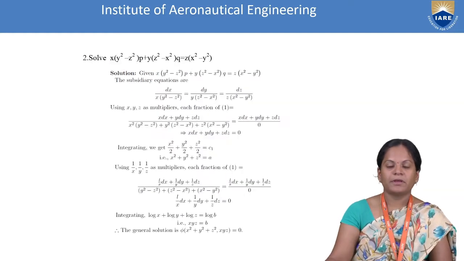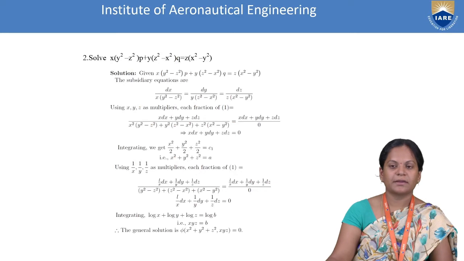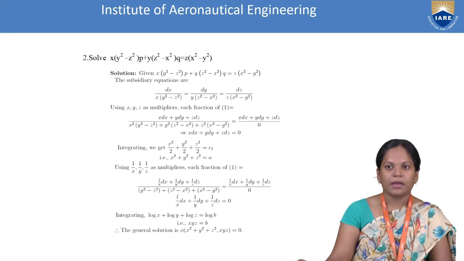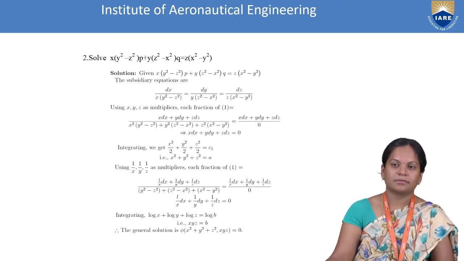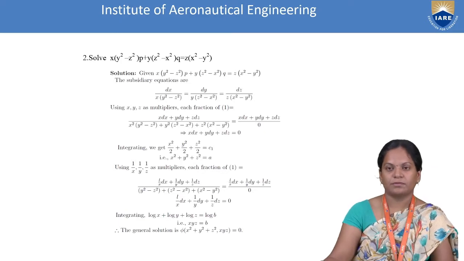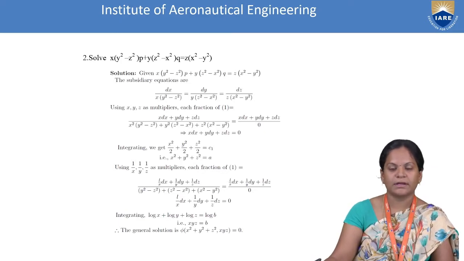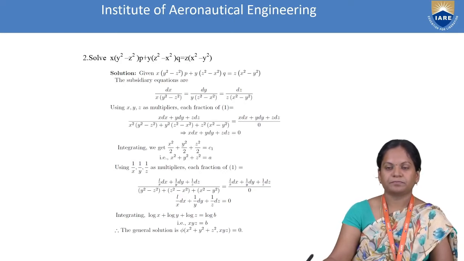Now one more problem here: x into y square minus z square into p plus y into z square minus x square q equal to z into x square minus y square. Now, how can we take the auxiliary equation or subsidiary equation? The given equation is a standard form only, that is Pp plus Qq equal to R, which is a linear partial differential equation. We are finding the solution of this partial differential equation.